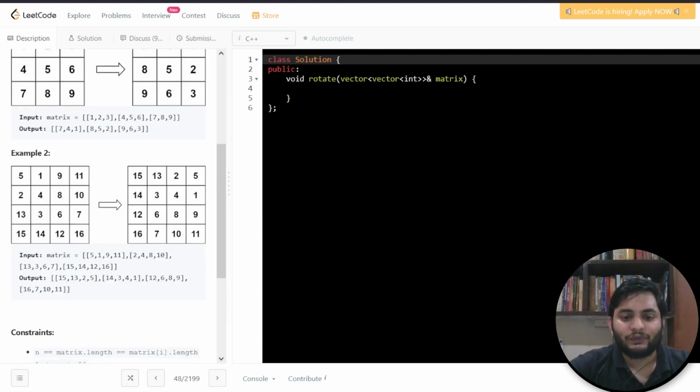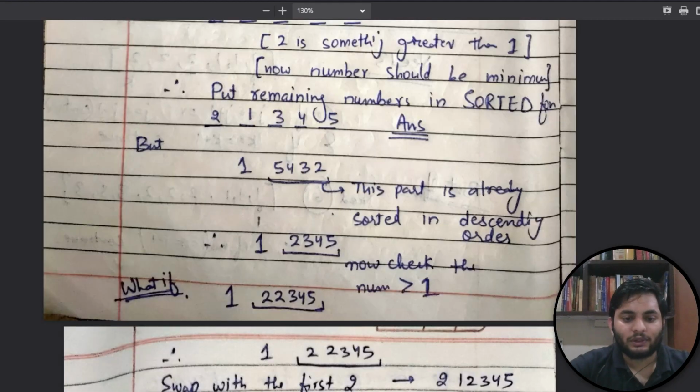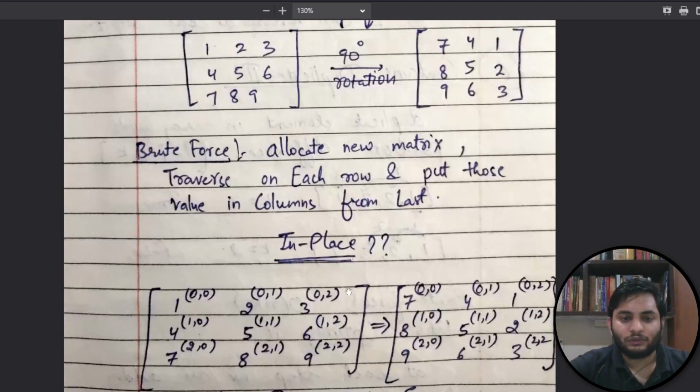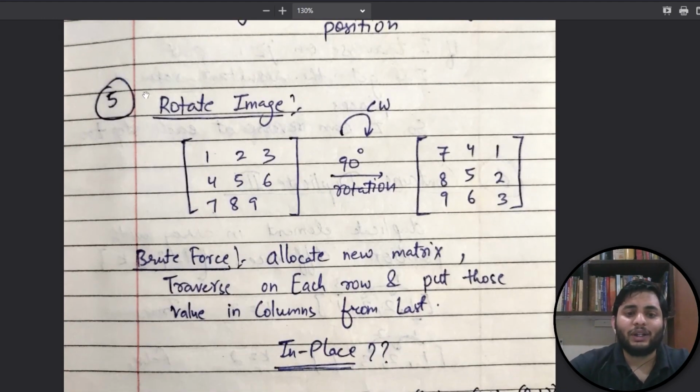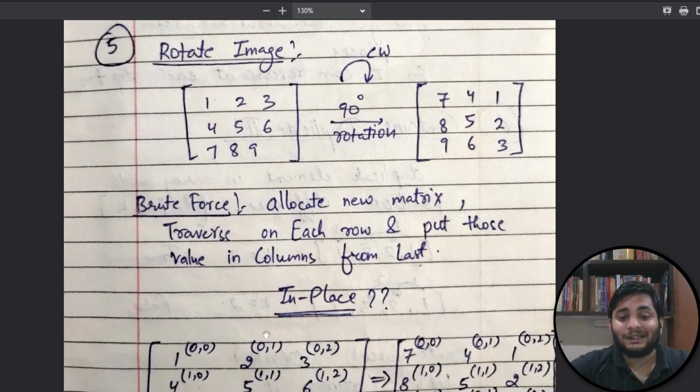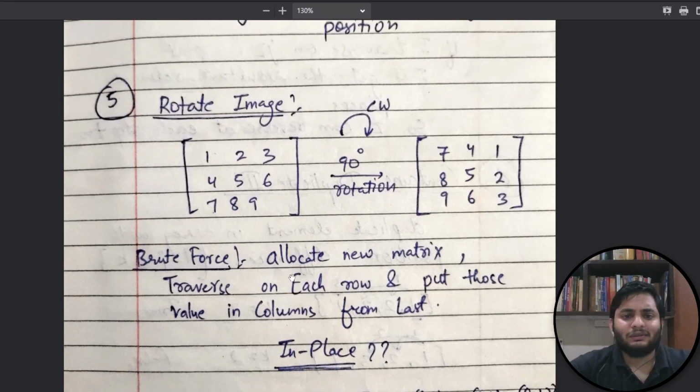So let's refer to our notes for that. We are on rotate image, right? 1 2 3, 90 degree clockwise rotation. So the brute force way is to allocate a new matrix, traverse each row and put those values in the columns, starting from the last. I start iterating on rows 1 2 3 and I will start iterating in this direction in the new matrix, right? But I need to make the change in the same matrix, in place. So let's try to think of some approach, some logic, right?